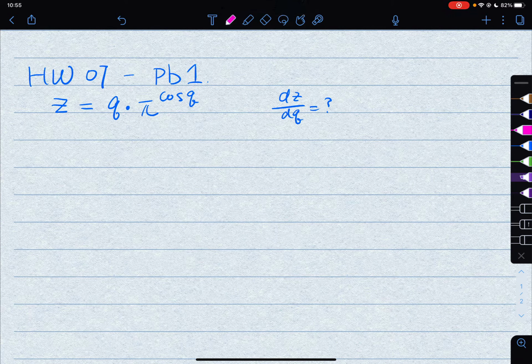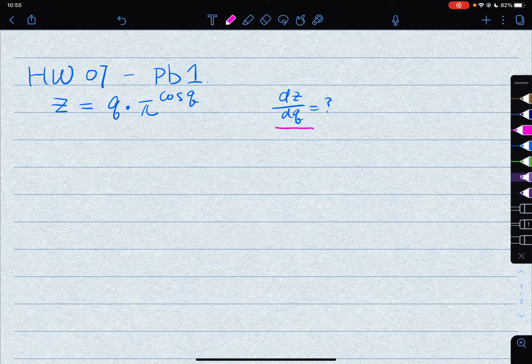To discuss this problem, you were asked to find the derivative of z with respect to q. Well, some of you don't feel comfortable with this basic structure, so one thing I encourage you to do is to convert the notation into something that you feel comfortable with. So you could have said this problem is y equals x times pi to the power of cosine of x.